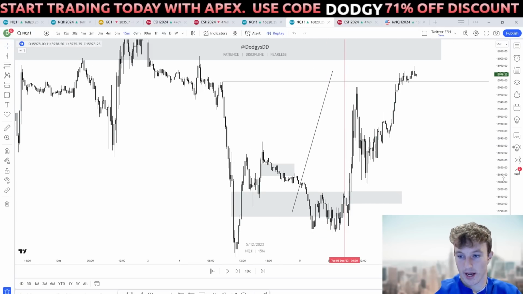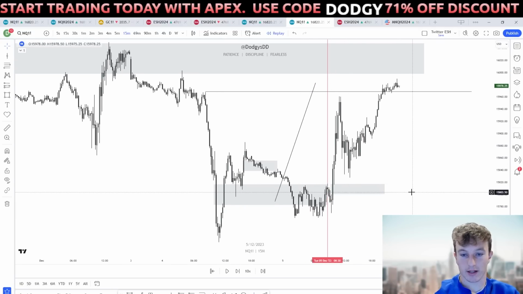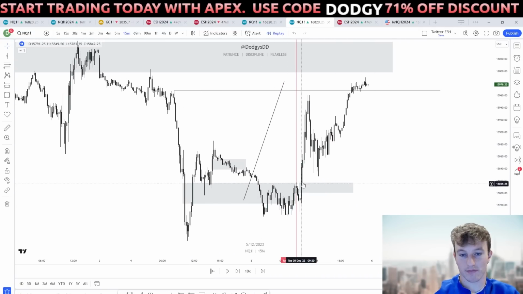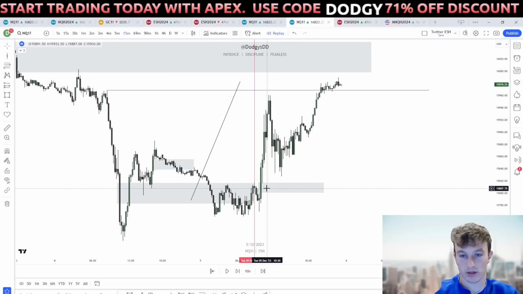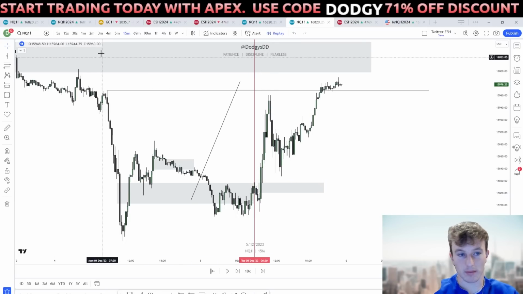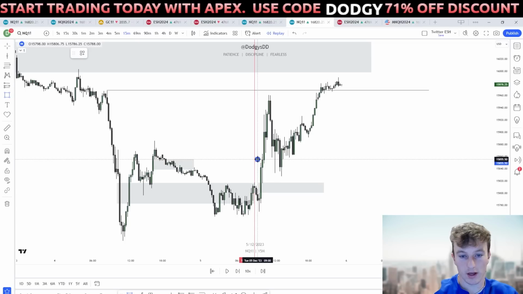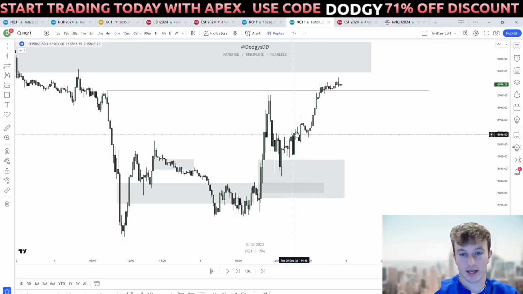So again, you're going to see how time and price tie together here. The market kind of waits a little bit, and then finally when the New York kill zone opens, you get this fair value gap. And this would have worked probably if I had to guess. It might have been an hourly fair value gap. I don't know. But again, you can just see a clear example of how that works.